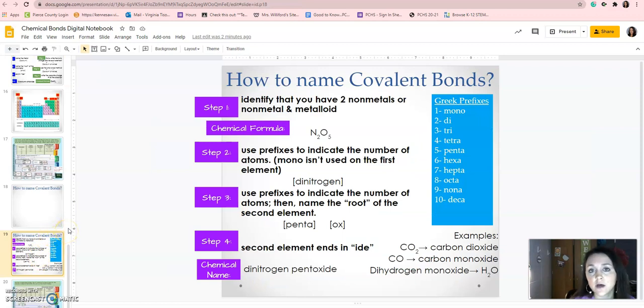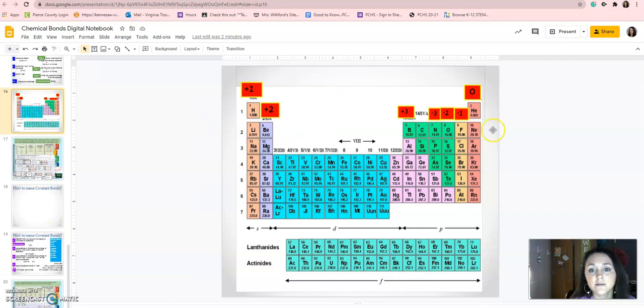Covalent is between two nonmetals. And remember, two nonmetals on the periodic table will have the same charge. Not the same number of the charge, but the same type of charge. They'll all be a negative charge. They all need to gain electrons. Because they all need to gain electrons, they can't transfer their electrons. They can just share what they have.